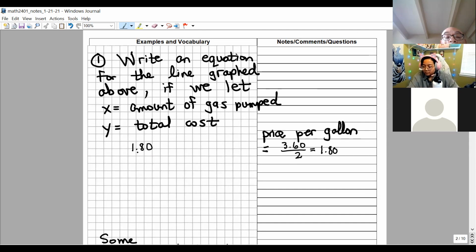What's my name for the amount of gas pumped? What variable am I using for that? Can you see it here? What's it say? X. X, right. So we just take 180 and multiply by X, and that gives me the total cost, correct? So the total cost is just the price per gallon times the amount of gas pumped. See, that's very simple, right? That's almost a grade school problem.